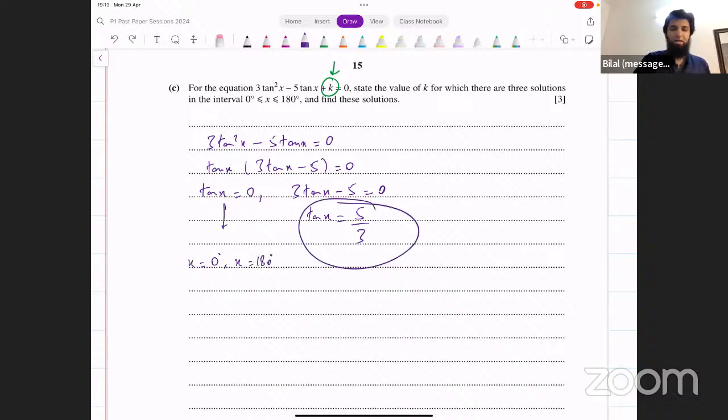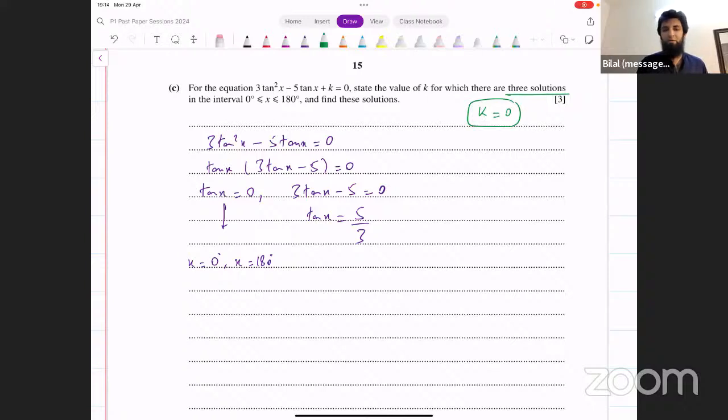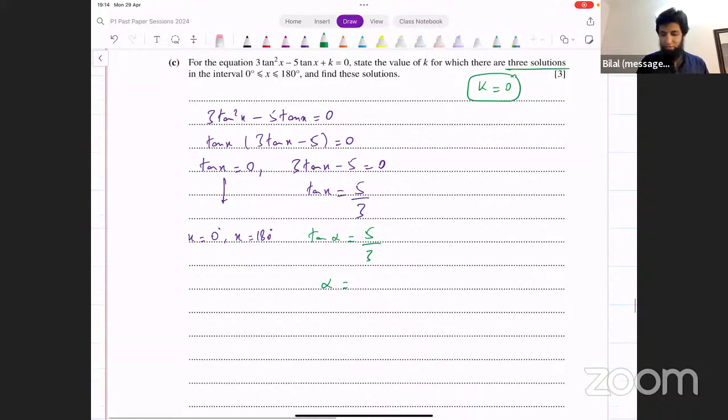From the other one, you would get one other solution. So for there to be three solutions, the value of k has to be 0. The value of k has to be 0. Two solutions are 0 and 180, and the third one, you can find the basic angle here. We'll say tan alpha equals 5 over 3. See what the basic angle turns out to be. Tan inverse, make sure your calculator is in degrees mode here. Tan inverse of 5 divided by 3, that's giving me 59.04 degrees.